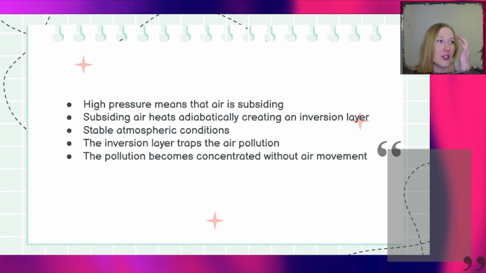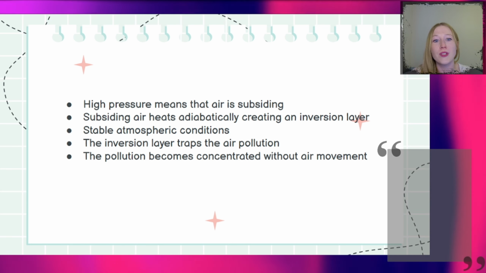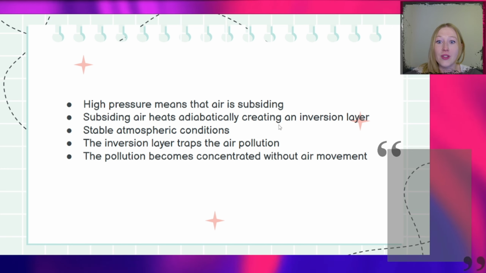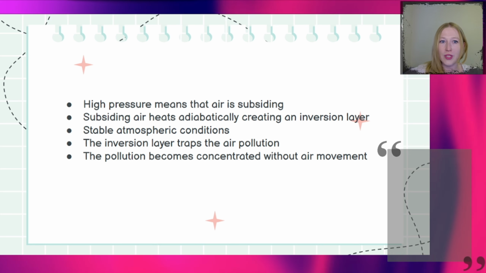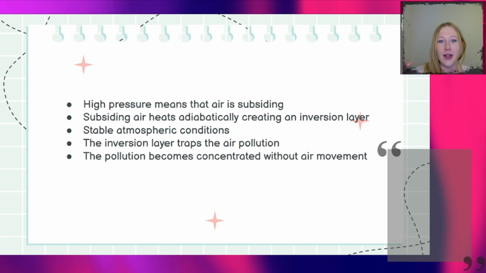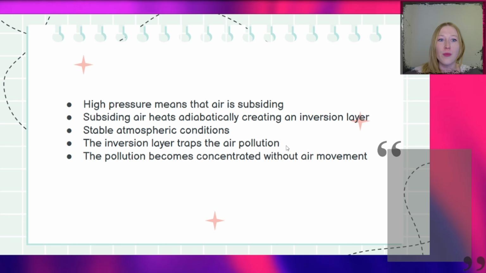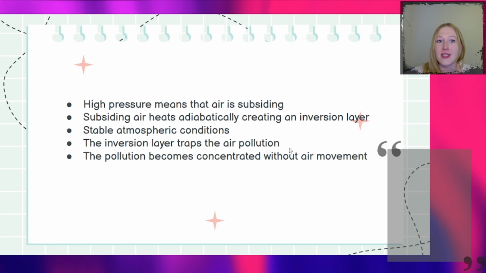The high pressure means that we have sinking air. The sinking air applies pressure to the air below it. It causes adiabatic heating, and we have an inversion layer. This creates a stable atmospheric condition. We have cold air on the ground and warm air higher up that is stable, which means that we don't really have movement within the atmosphere. We don't have any type of wind to blow it away, and the pollution becomes stuck there.